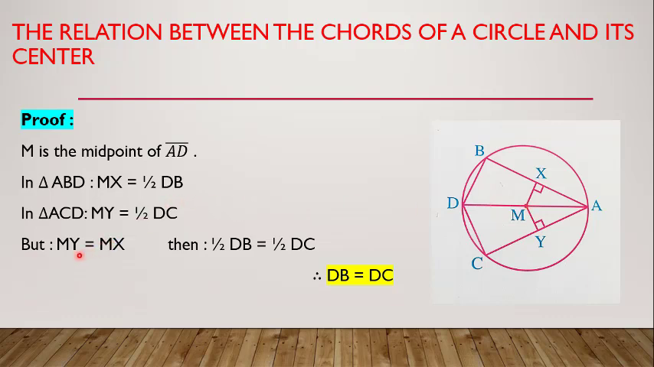But we know that MY equals MX, because AB equals AC. The two chords are equal, so the two distances from the center are equal. So half BD equals half DC. Multiply both sides by 2. BD equals DC.